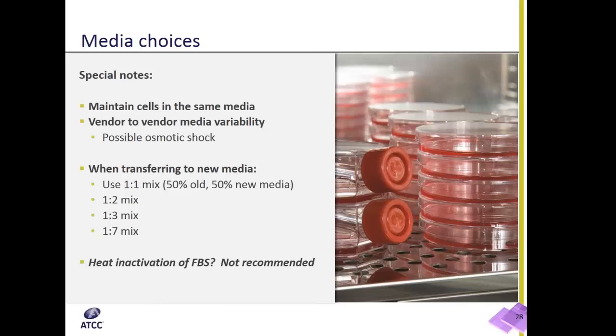Start with a mix of old and new media, 50% each, and gradually transfer to the newer media. For the next round, use the old to new mix at a ratio of 1 to 2, then 1 to 3, and 1 to 7, before completely transferring it to the new media. The ATCC Animal Cell Culture Guide has this protocol in detail.